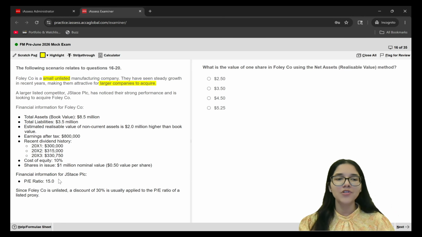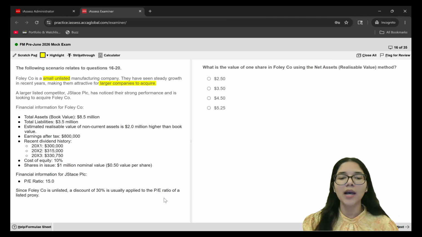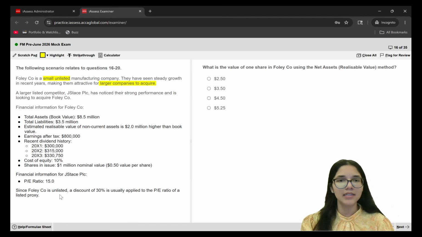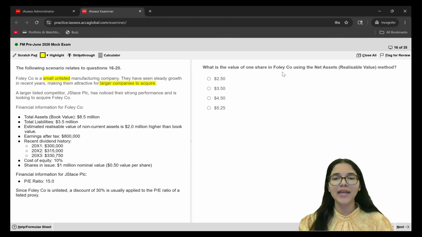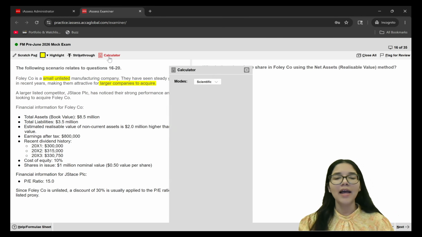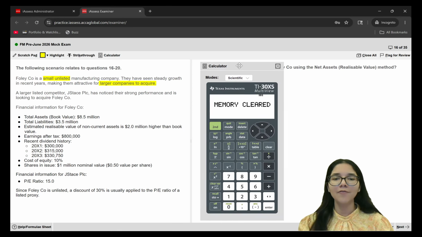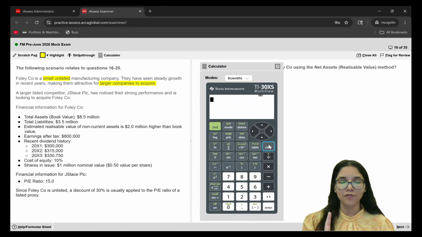Further financial information is given for my competitor itself, J Stays PLC. They have a PE ratio of 15 times, and since Foley Company is unlisted, a discount of 30% is usually applied to the PE ratio of a listed proxy. So the very first requirement wants me to calculate what is the value of one share in Foley Company using the net assets using the realizable value method. So I have to use the NRV over here and find out the worth of one share of the company.